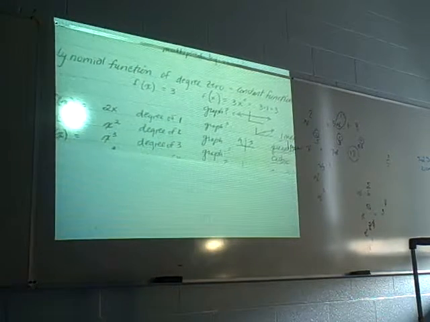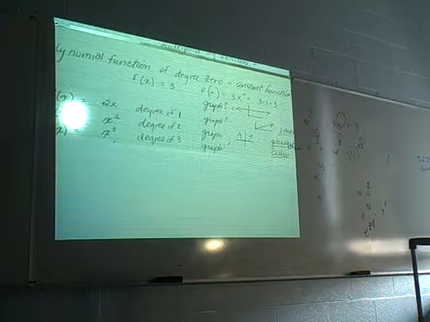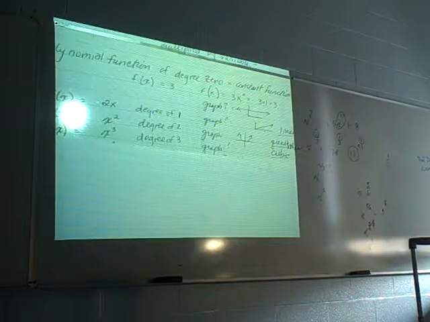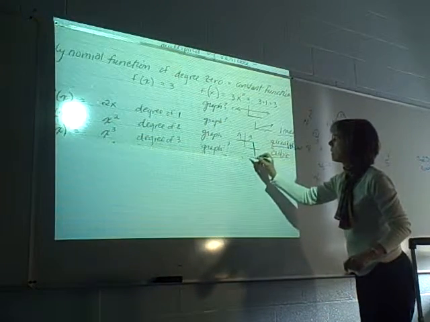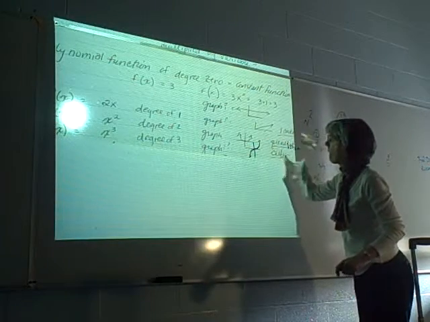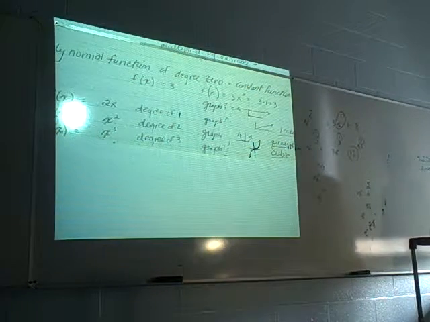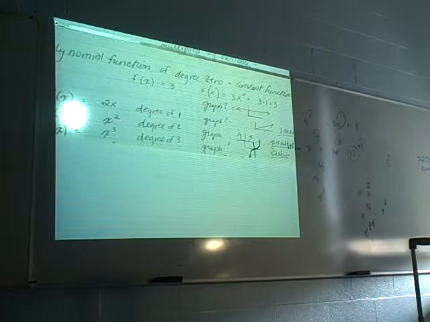Okay, and then the last ones, I have 2 more. X to the 3rd, degree of 3, and the graph, do you remember what that graph looks like? It's kind of like the funny one. Half a parabola and then the other half is downwards. What's it called? It's called a cubic.